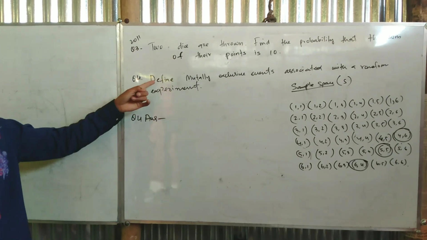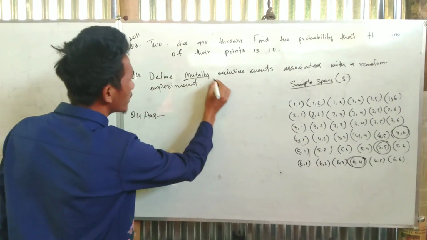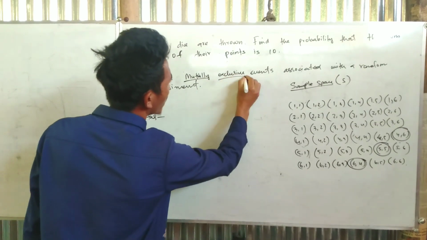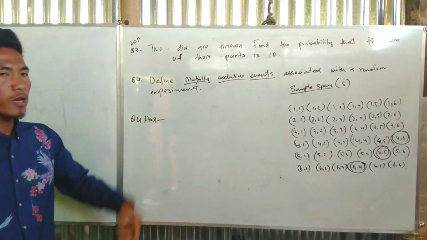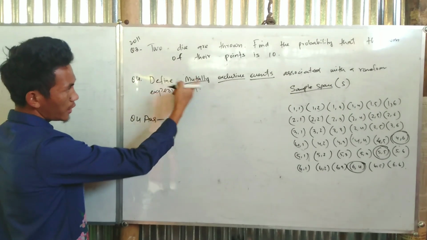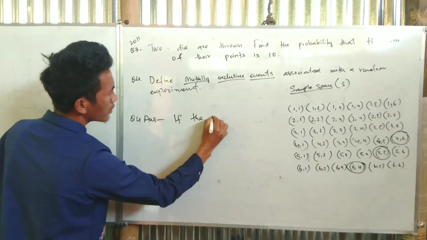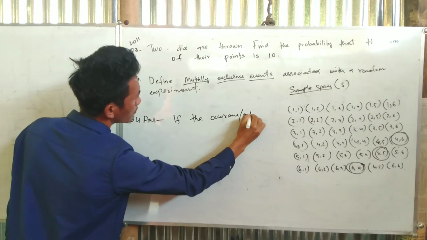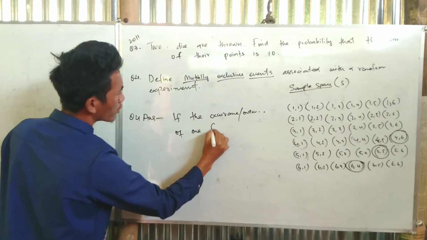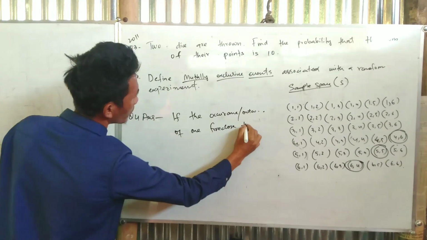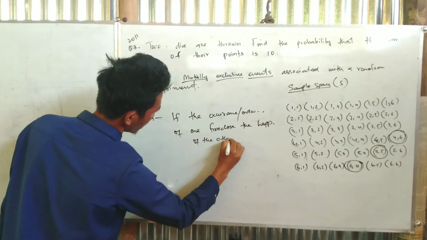Okay, now question number 4. Define mutually exclusive events associated with a random experiment. Mutually exclusive events, definition of the term. Events are said to be mutually exclusive if the occurrence or outcome of one forecloses the happening or the outcome of the other.